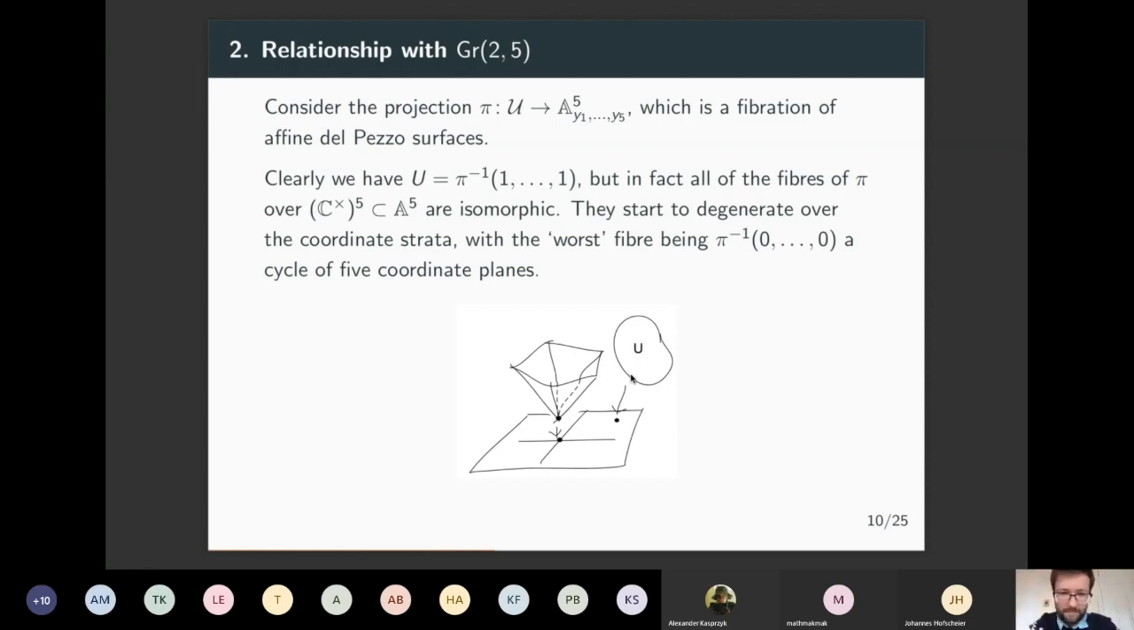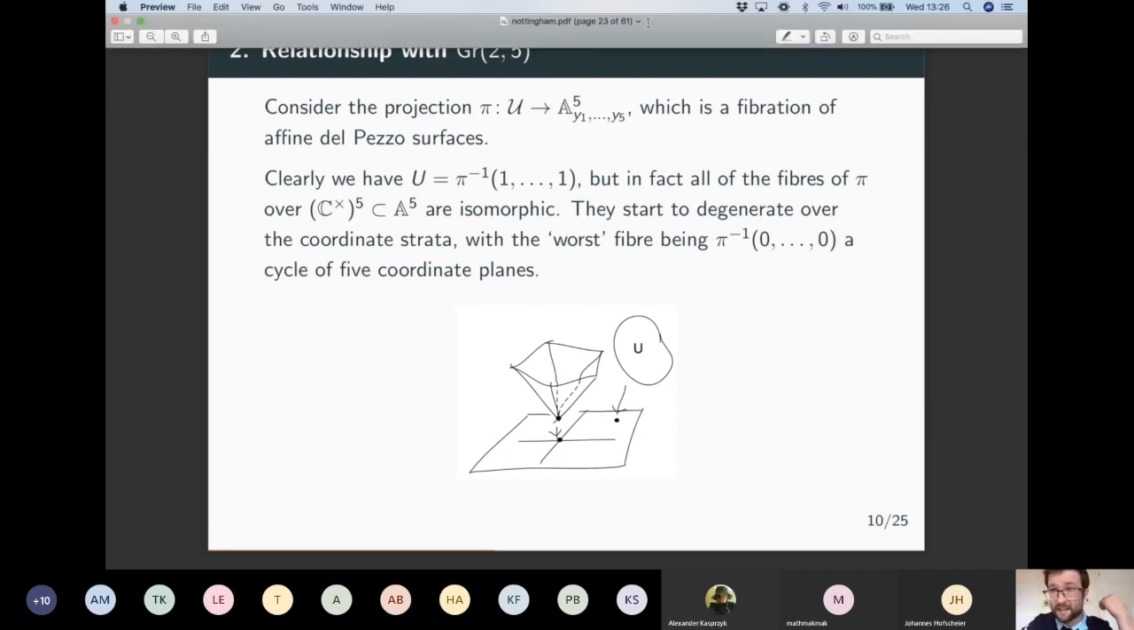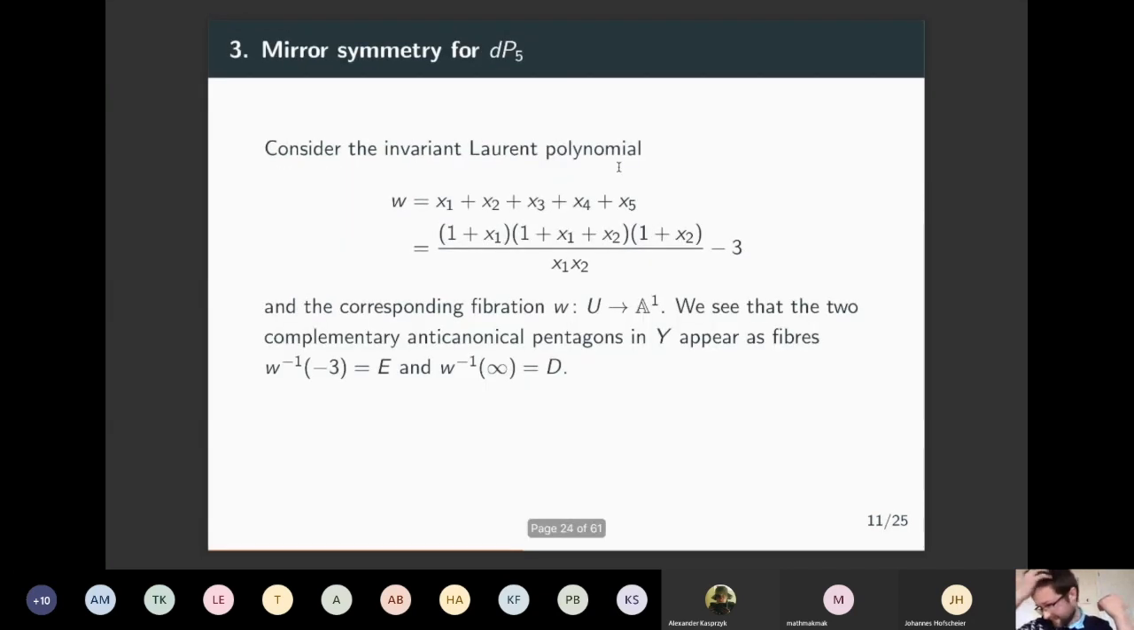So I just throw this fibration out here because it's a useful thing. This is what we're going to look at in the dimension 3 case, and it's useful to mention it. And then very lastly, and also very briefly, this surface U can be used to construct what's called a mirror for dP5. So what is that and how do I do it?